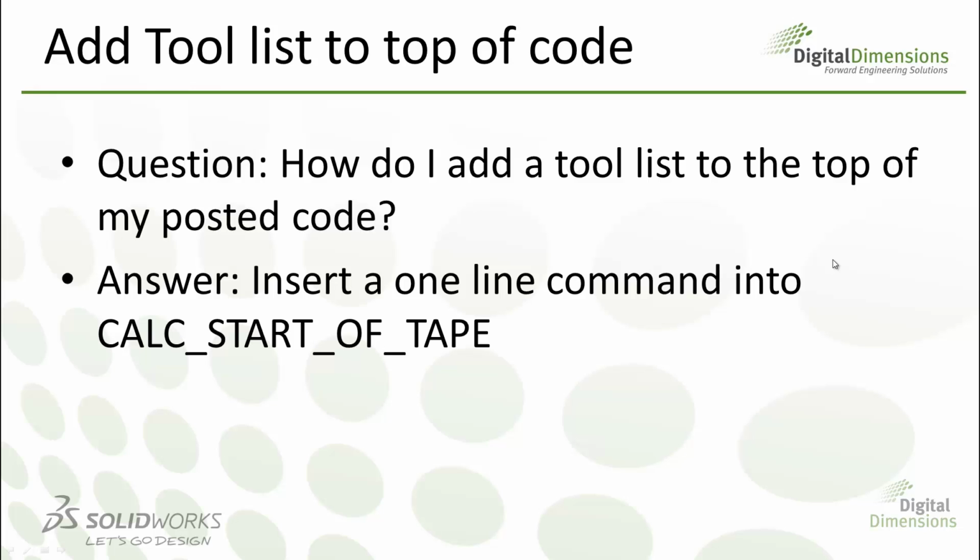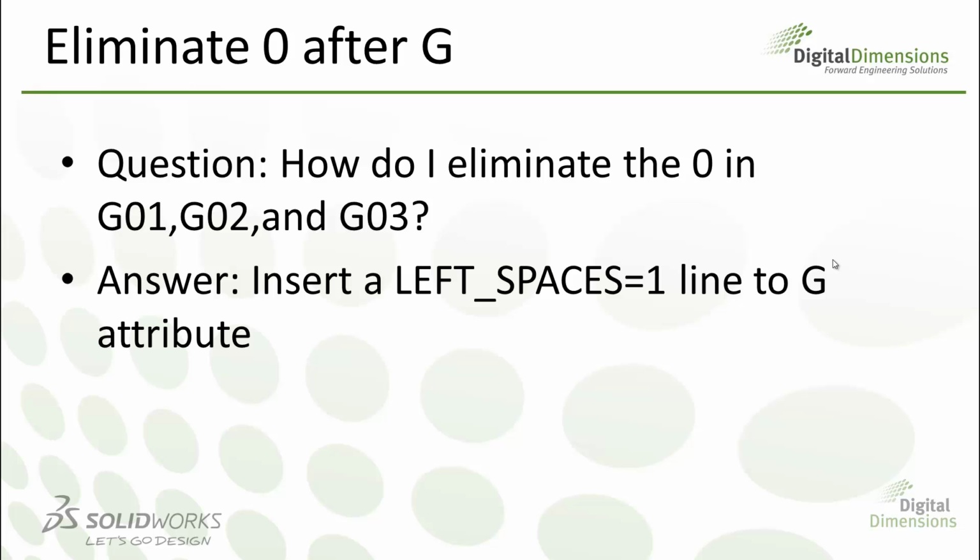Alright, so moving on to my next question. How do I go about eliminating the 0 after G commands? So example, I want G1 instead of G01, or I want G2 instead of G02. And the simple answer to this is we're going to add a left spaces equal 1 line to the G attribute in the library file. So let's get into how to accomplish this.